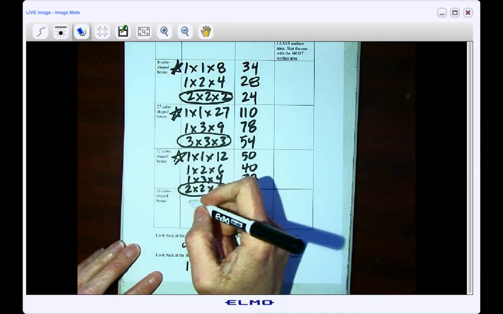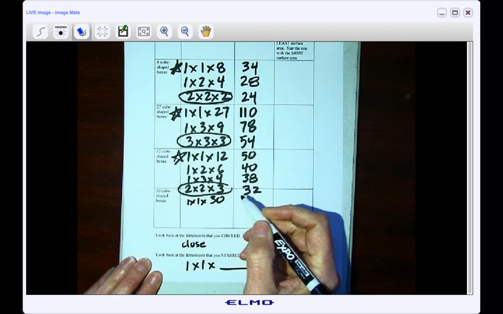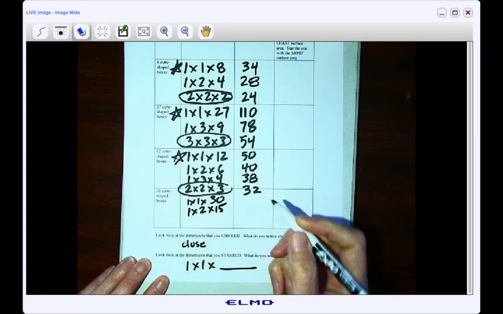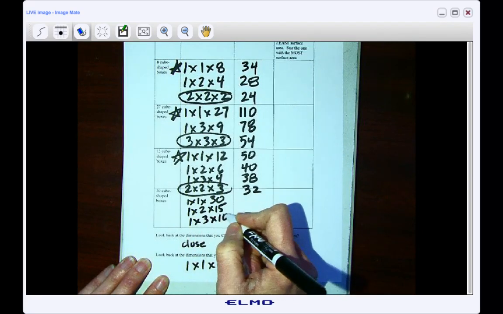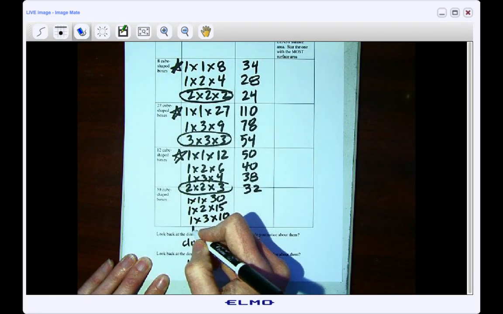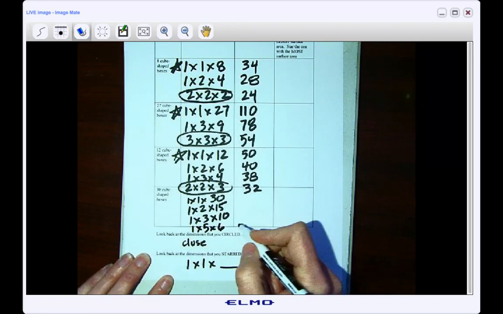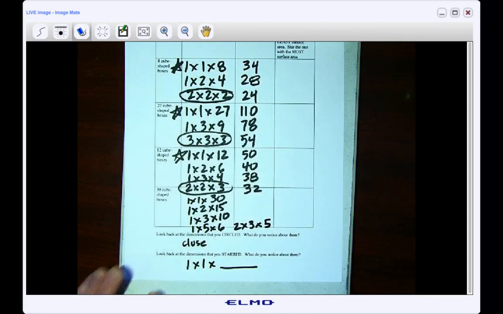Okay, let's check. Did you get the 1 by 1 by 30? How about the 1 by 2 by 15? 1 by 3 by 10. And again, you could have had the numbers in a different order. That's still fine. 1 by 5 by 6. Oops, and there's one more, 2 by 3 by 5. Okay, so those are the 5 different ones that you could have gotten.